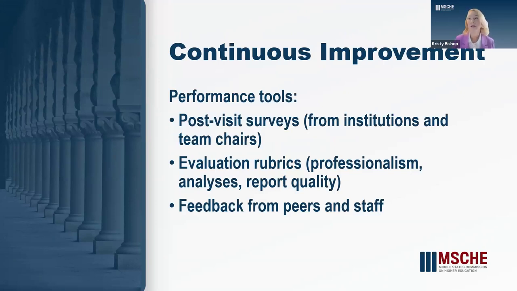Peer evaluators should have continuous improvement, like we talked about with the ALO. There are lots of ways that we can make sure there's feedback so that they know how to improve going forward. There are post-visit surveys from both the institution and the team chair that allow trend data to be looked at, and seeing what we can learn from the experience. There are evaluation rubrics on professionalism, analysis, and report quality, so that we can have lots of feedback from peers and staff.